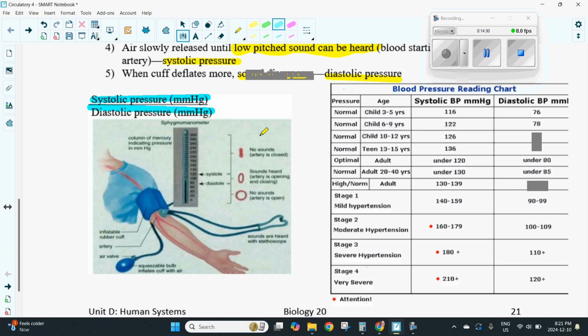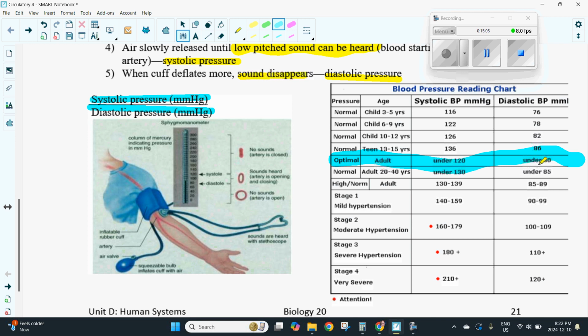Typically, we look at normal blood pressure being around, and I'm going to highlight this for you. I want you guys to know this number. That was a really bad highlight, I'm sorry, guys. But for an adult it's under 120 for systolic and under 80 for diastolic. When they record the numbers, they'll say 120 over 80. The 120 is your systolic pressure, and the 80 is your diastolic pressure.